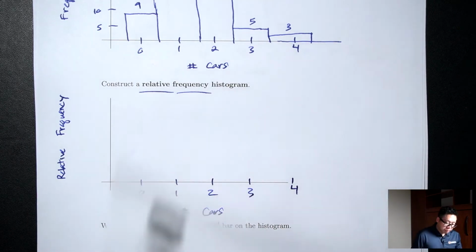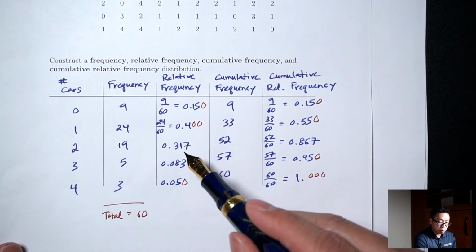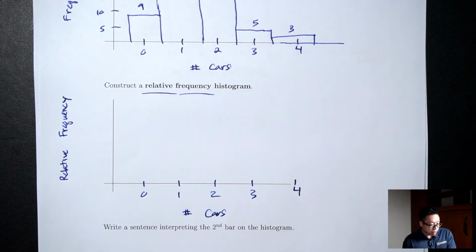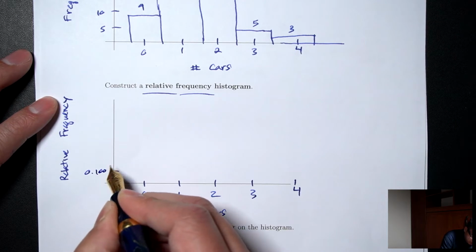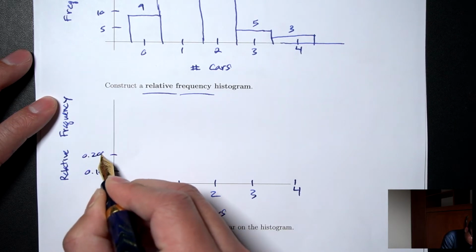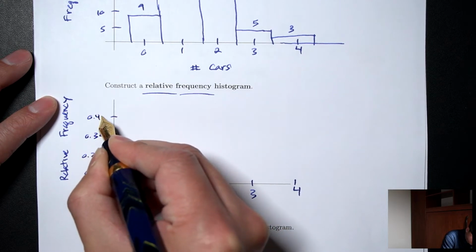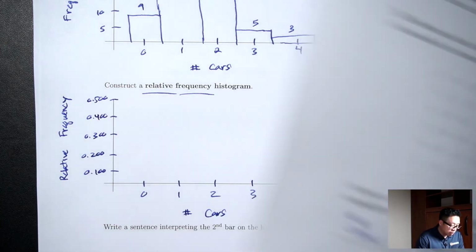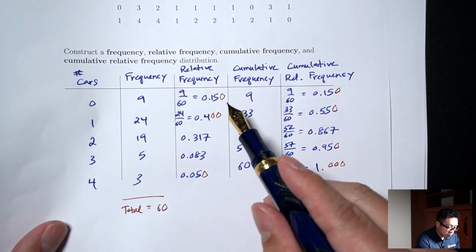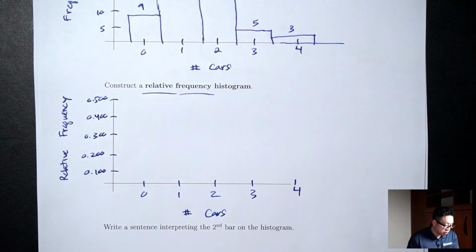Relative frequency. These are my decimals here, 0.150, 0.400, 0.317, and so on. The way I number relative frequency is the same in all cases. I'm just going to go by 0.100, 0.200, 0.300, 0.400, 0.500, and so on. And I need to go up to 0.150, 0.400, 0.317, 0.400. So I think I'm good.